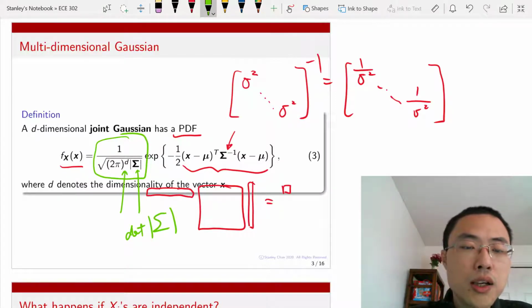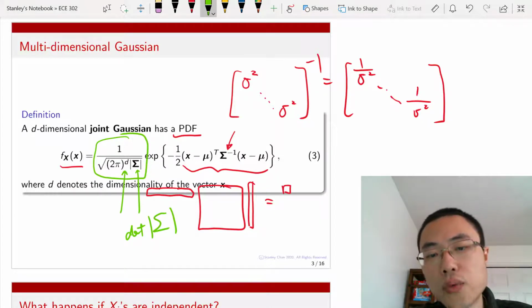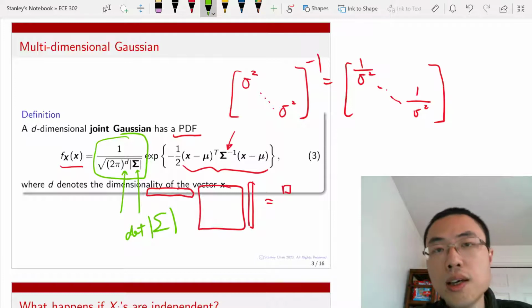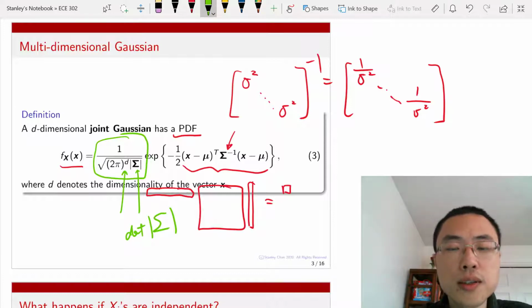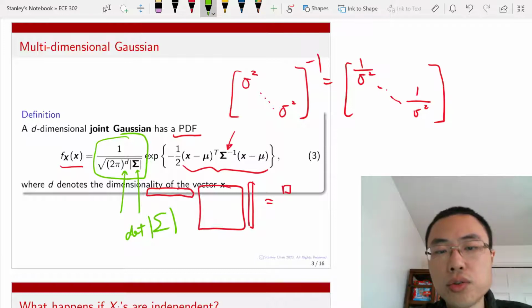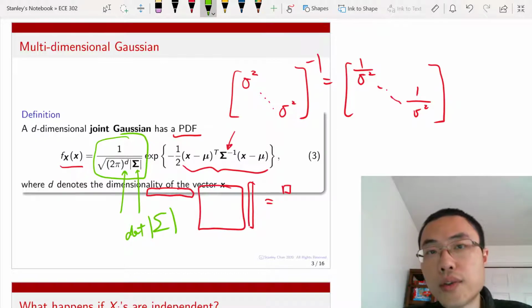Now, this is a high-dimensional extension of the 1D Gaussian that we have learned in the previous chapter. This is not too much different as soon as you can recognize this quadratic form and also this constant. So what we want to do today is to understand more about this multidimensional Gaussian.